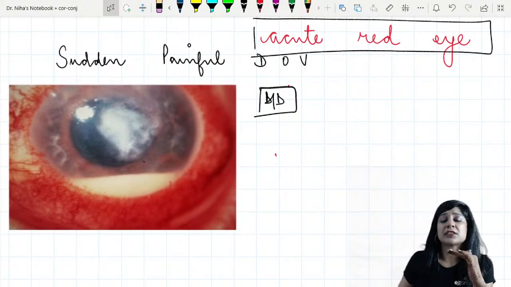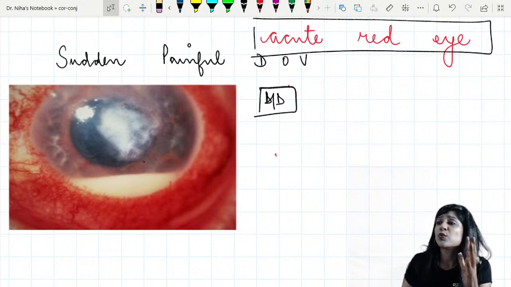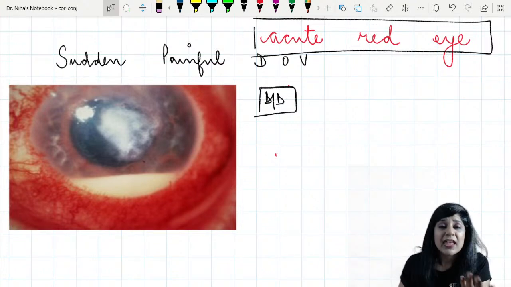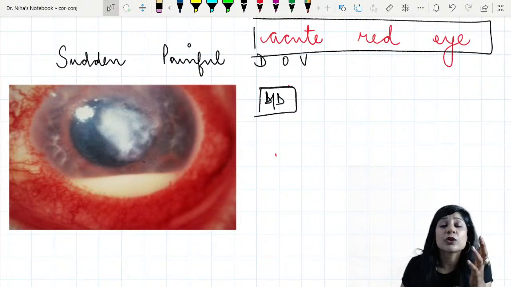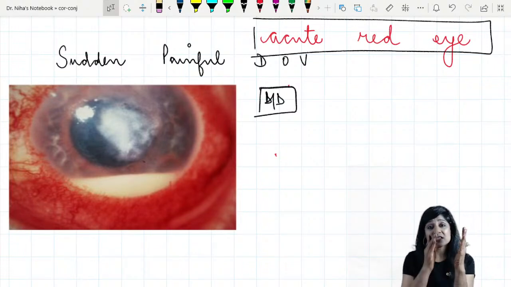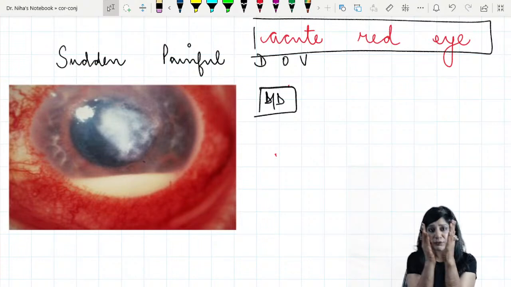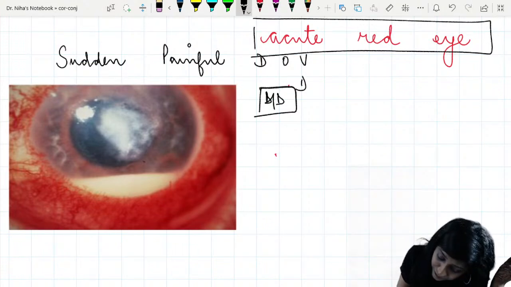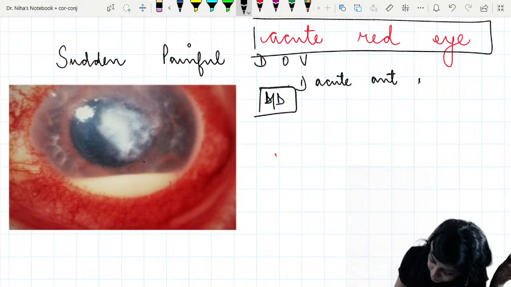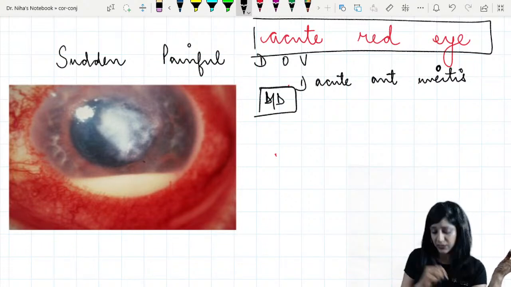Because sometimes all the 4 options are given in the answer and you do not know how to actually rule out. Everybody knows the characteristics of bacterial corneal ulcer. So my interest is not to tell you the characteristics. My interest is to tell you how to differentiate it from other ulcers and how to differentiate it from the DD of acute red eye. So we can have acute anterior uveitis. Okay? It can be a DD in the form of acute anterior uveitis.